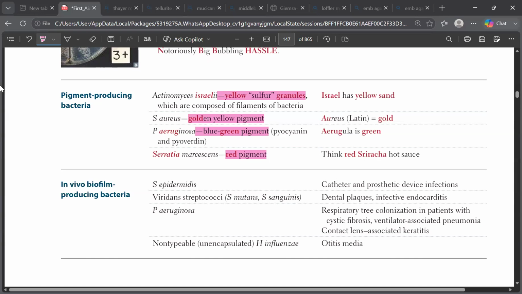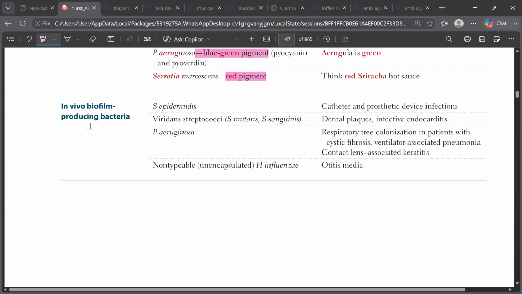Serratia for sriracha. And then we have in vivo biofilm producing bacteria, including Staph epidermidis, Viridans streptococci, P. aeruginosa again, and non-typable, unencapsulated Haemophilus influenzae. S. epidermidis causes biofilm to adhere to catheters and prosthetic devices, causing infections. Streptococci viridans causes dental plaques and infective endocarditis. P. aeruginosa causes respiratory tree colonization in patients with cystic fibrosis, ventilator-associated pneumonia, and contact lens-associated keratitis. And then again, non-typable H. influenzae causes otitis media.